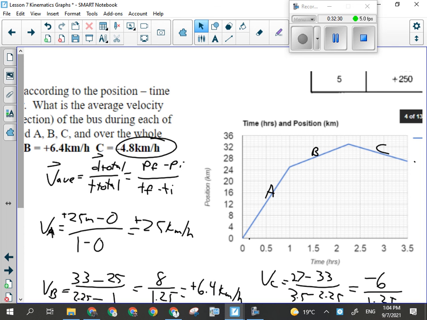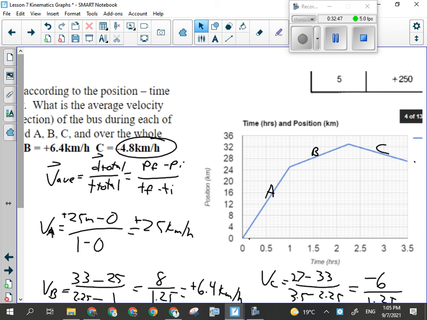Positive 7.7 kilometers. How important is the positive? Very important. Okay? It did ask for a vector quantity. It didn't give me any directions like north or right or up. So I just have to write a mathematical direction.